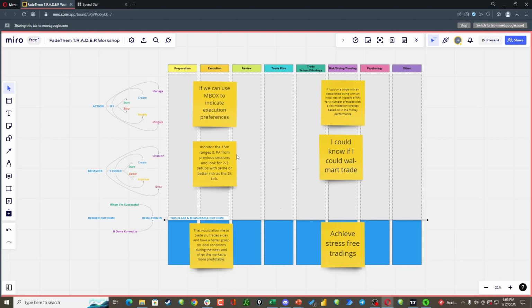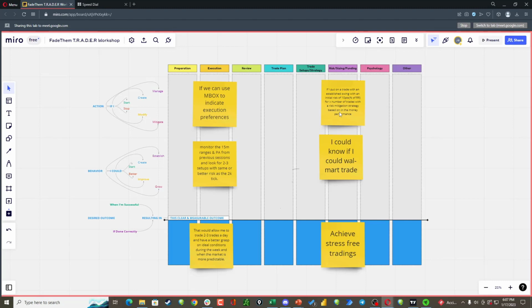So it's very specific, and in this way you can't be making things up. This is another example. It says if I put on a trade with an established swing being a pivot, with an initial risk of 10 points or a percentage of risk to reward for X number of trades, and that becoming the challenge of deciding what number of trades it needed to be, with a risk mitigation strategy.